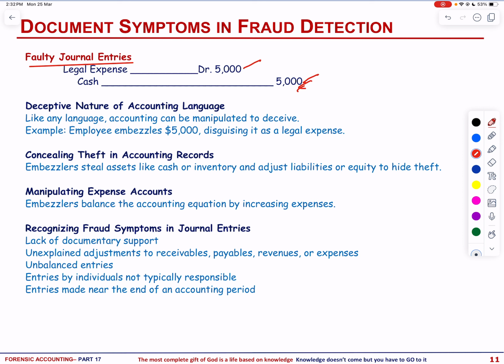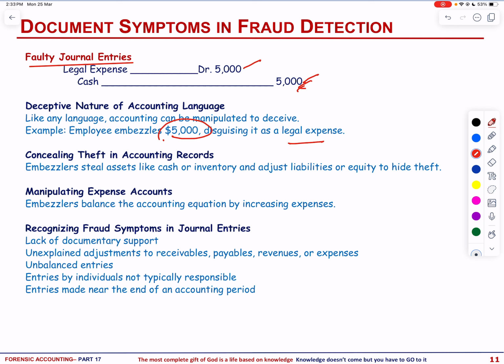Like any language, accounting can be manipulated to deceive. For example, an employee embezzles this 500, disguising it as a legal expense. Such fraudulent entries may go unnoticed, especially if significant legal expenses are regular. Identifying fraud symptoms is crucial to discern truthful journal entries from the fictitious ones.